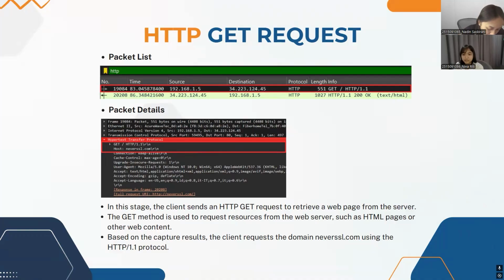In this stage, the HTTP GET request, the client sends an HTTP GET request to retrieve a website page from the server. The GET method is used to request resources such as HTML pages or other web content. In this capture, we can see the client requesting neverssl.com using HTTP/1.1.